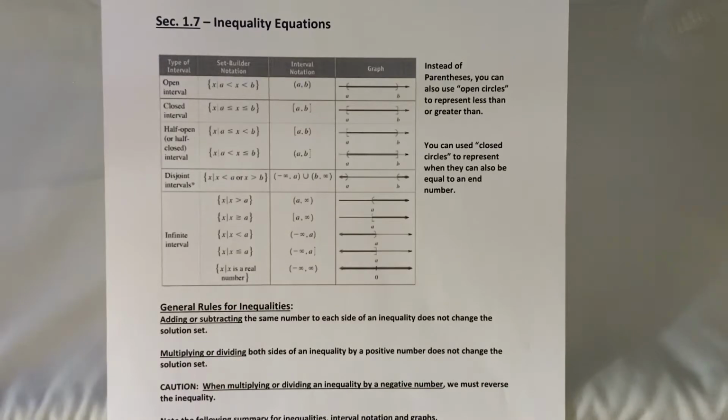Now a reminder for solving inequality equations, it doesn't matter if you add or subtract by any kind of number, it does not change the direction of an inequality. The only time the inequality changes directions is if you multiply or divide by a negative number, and that's when the inequality changes directions. So let's get started on what these look like.